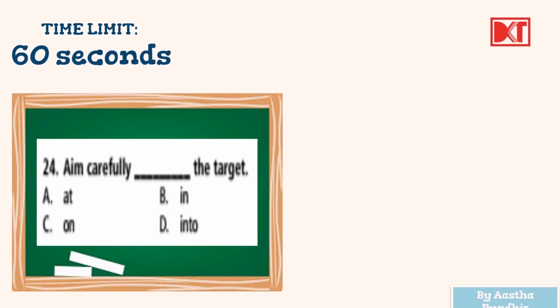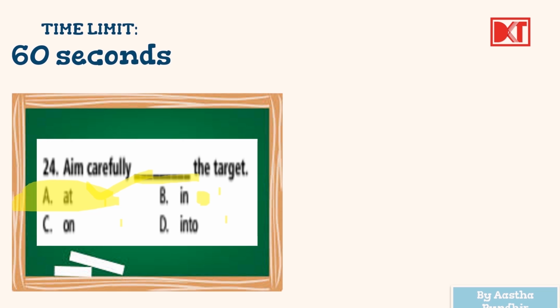Here we have: aim carefully dash the target. At the target, in the target, on the target, or into the target. Here the correct answer is aim carefully at the target. At talks about a specific place or time. That's why when we use at, we say aim carefully at the target.